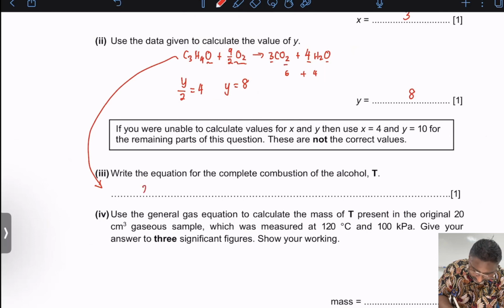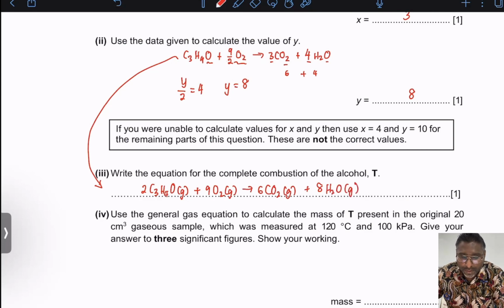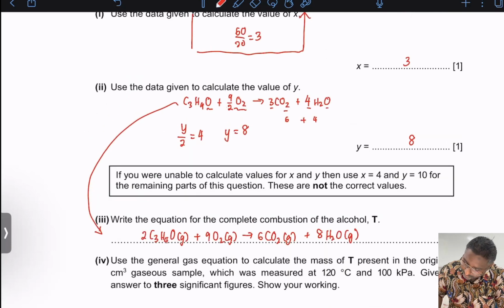So everything times by 2 is 2C3H4O. They mention it's gas, everything. So plus 9O2 gas to give you 6CO2 gas, everything times by 2, 8H2O gas. Done. So let's say you didn't manage to calculate, you will only lose 2 marks, you can also use the value that is given.